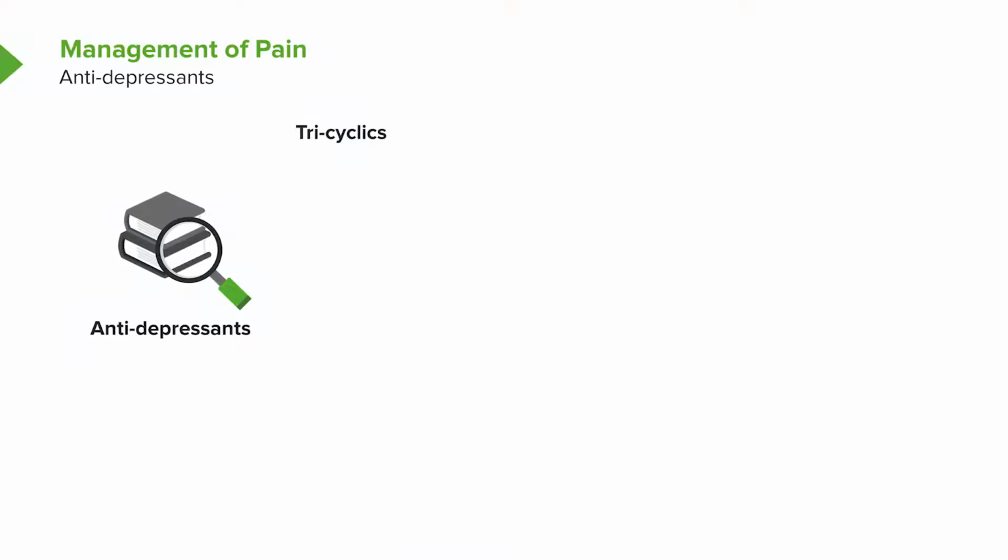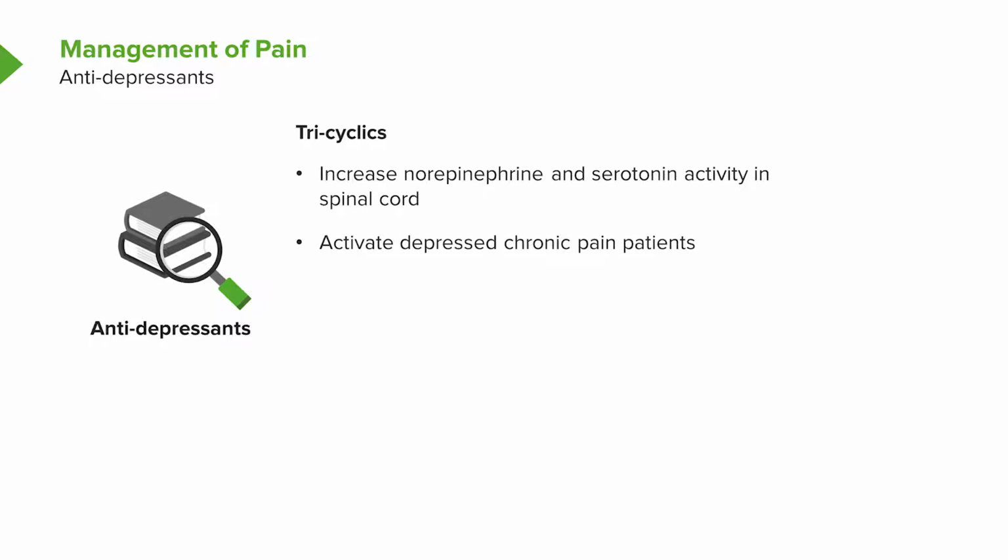So let's talk a little bit about other drugs that are used to manage pain. Antidepressants are widely used and have been used for years, but they're used not because of their primary effect on depression, but because they increase norepinephrine and serotonin activity in the spinal cord. They seem to reduce response to pain, and in addition, they often activate the depressed chronic pain patient. So patients who have chronic pain very commonly are depressed. These drugs seem to be particularly effective for diabetic neuropathy and post-herpetic neuralgia, and are often used in the treatment of those two disorders.